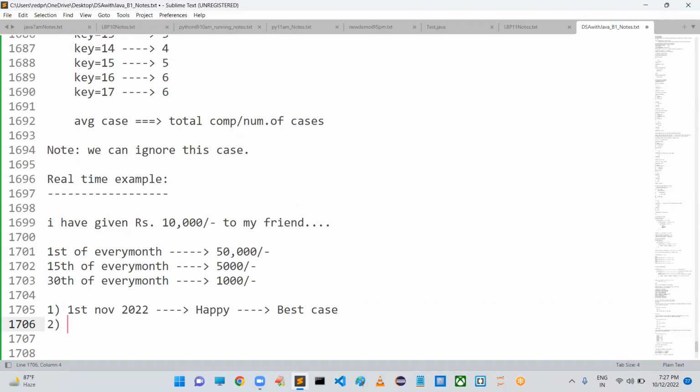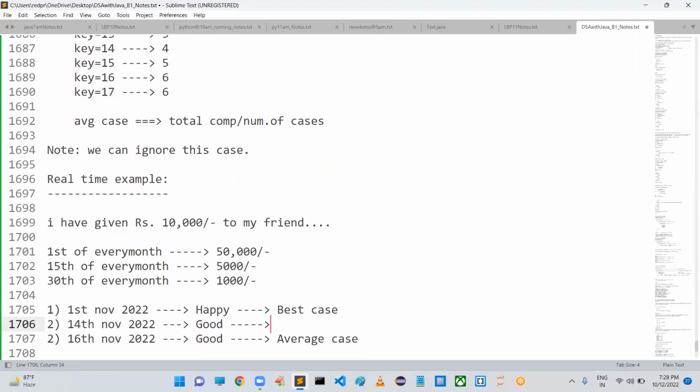Now, the second case. He says he will provide on 16th November 2022. I can say it is an average case, somewhat better, not happy, but good. It is called the average case. Now assume this person is giving on 14th November 2022. It is also good, and it is also an average case.